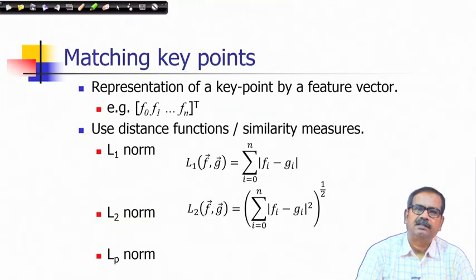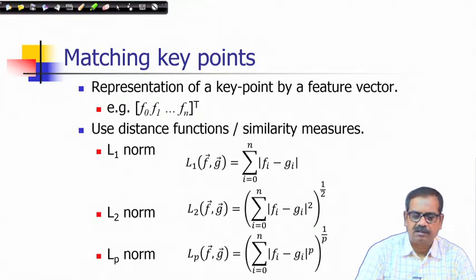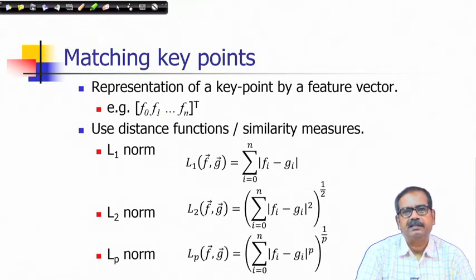And in fact, there exists a family of such norms, which in general we can call the LP norm, where the expression looks like this. As you can see, if the value of p is taken as 1, it gives the L1 norm; if p is taken as 2, it gives the L2 norm. In this way you can define a family of norms. In general, for any value of p, you can define this function as shown in my slide.